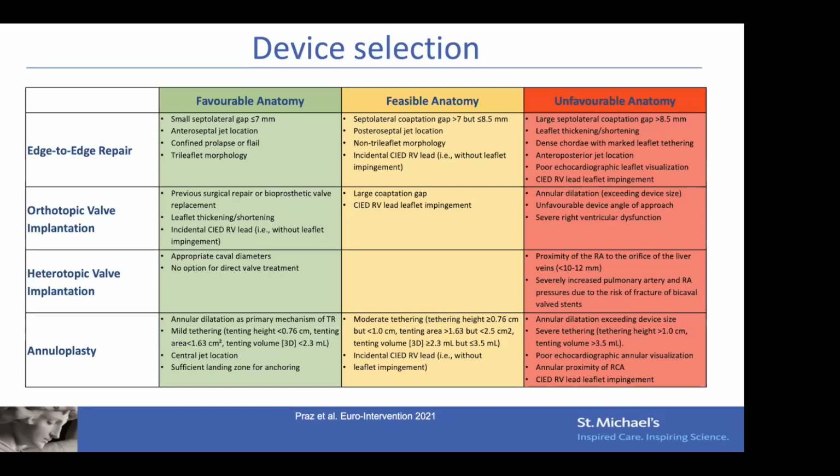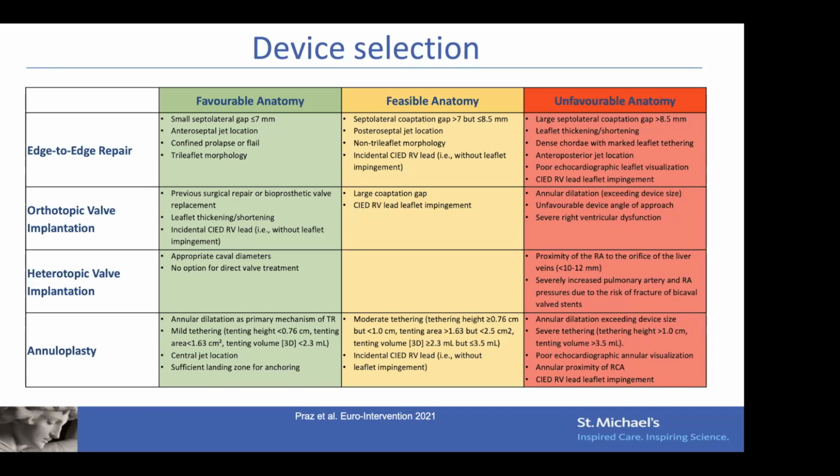For orthotopic valve implantation, valve anatomy itself is typically less important, and it can be used, for instance, in patients with severe thickening or shortening. There, it's mainly about dimensions. First of all, annular dimensions. If the annulus is too large, then the valve will not fit, it will not anchor. Other important dimensions are the depth of the RV and the size of the RA, because obviously we need to be able to bring the device into the right heart and into the RV. So if these dimensions are too small, if the RV is too shallow, then the delivery is not feasible.